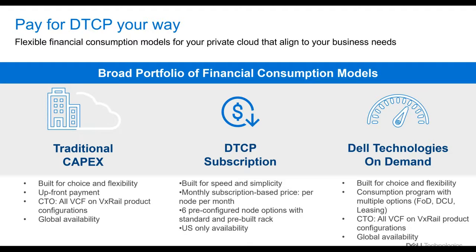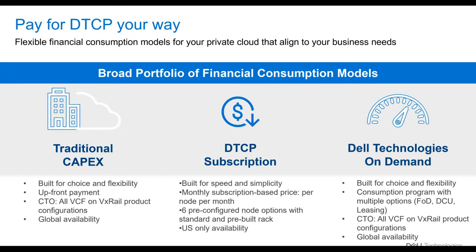This also enables us to deliver a full Dell Technologies Cloud Platform to your data center in the fastest time possible. Part of how this gets accomplished is by offering 6 pre-configured node options with standard pre-built racks. So you're trading off some of the configure-to-order flexibility of hardware configurations for something a little more pre-packaged in order to speed up that initial delivery for you. In this case, this subscription offering is available only in the US today, with plans to expand it over time.